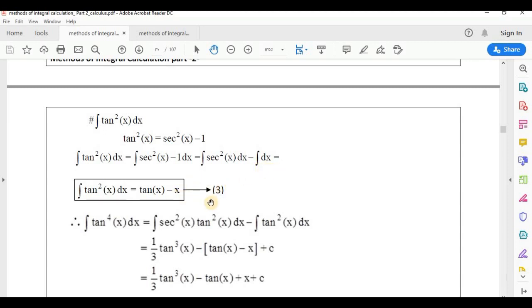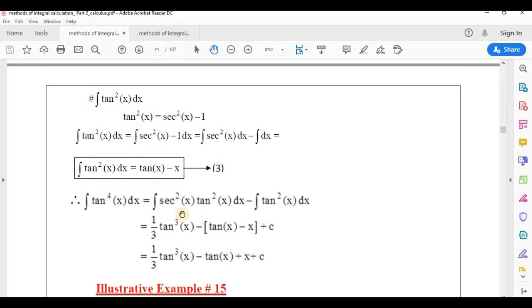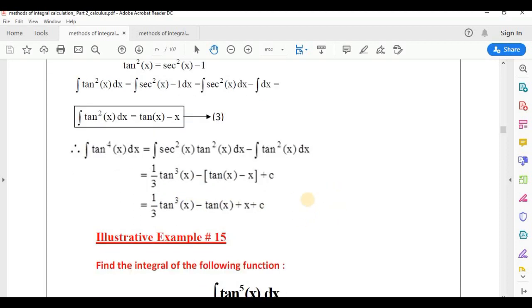And this equation, we will call it number 3. We will put the result for equation number 2 and equation number 3 in equation number 1. After the simplification, we will get this final result.